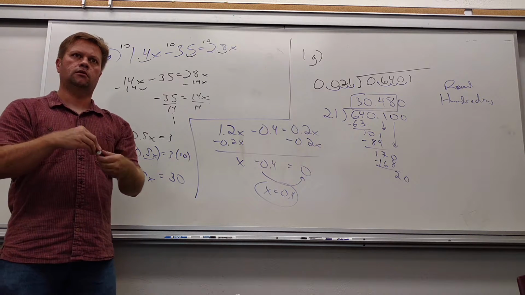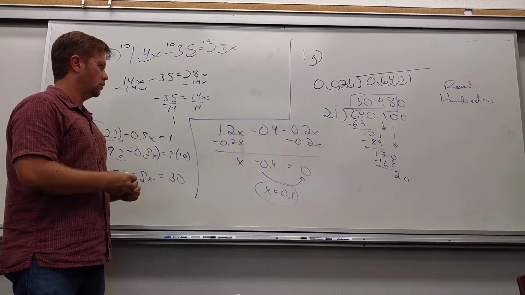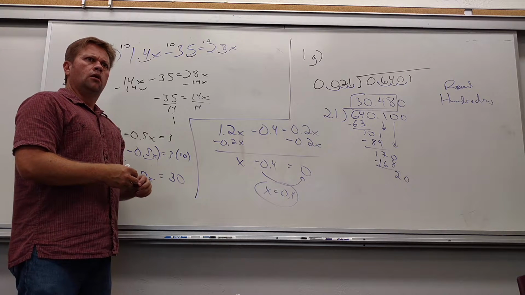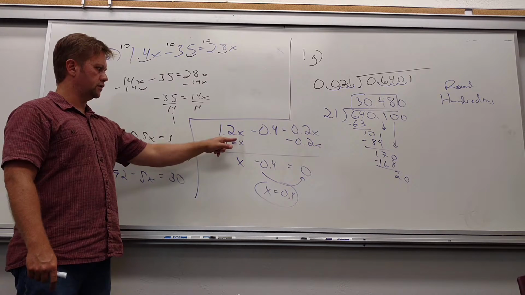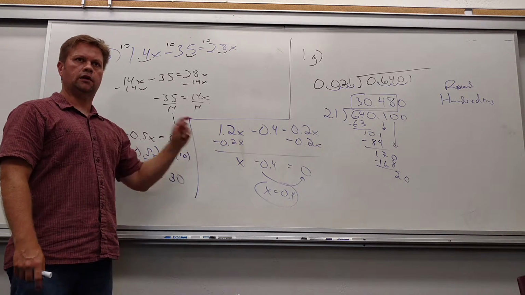What did you get for x? That's 1.2, because 1x is x. Well, yeah, what's 1.2 minus 0.2? 1.0. So 1x, x. Yes, I like it.